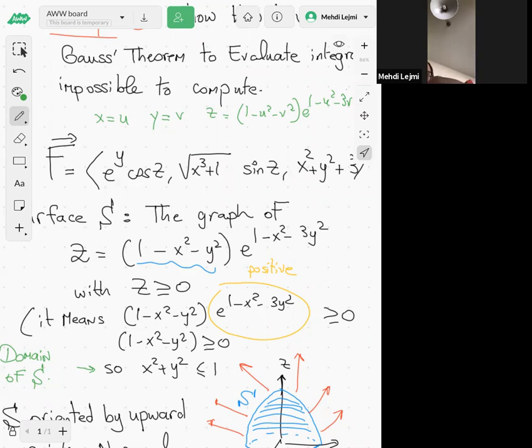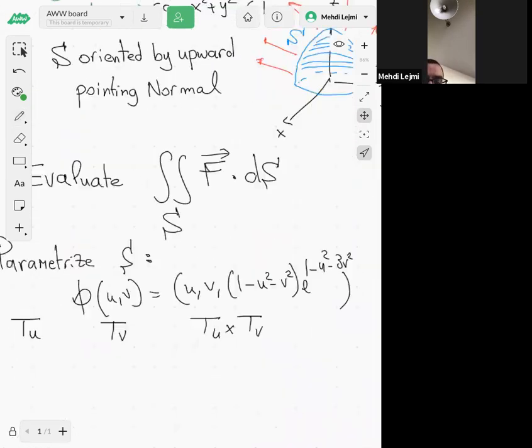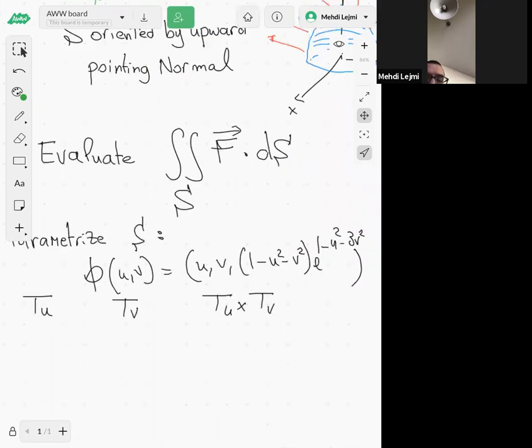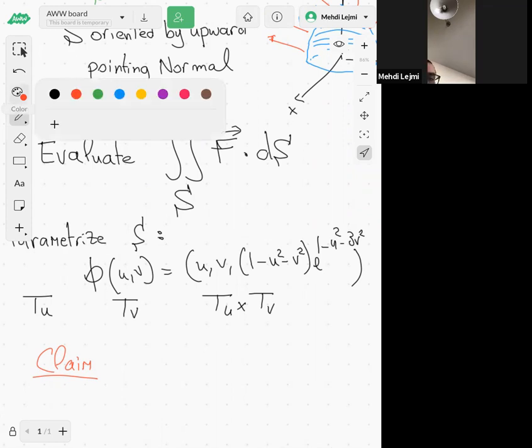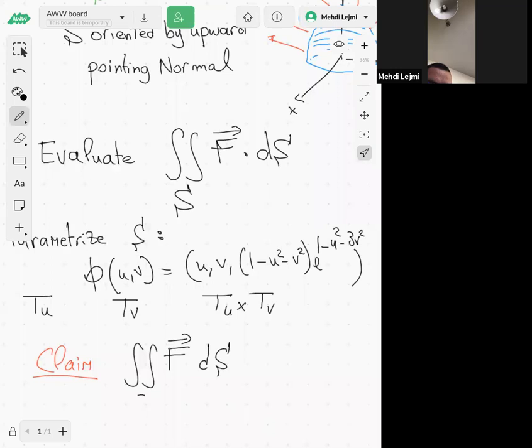I claim that you can try, but this integral is going to be very hard to evaluate. It's hard because it's hard to integrate. You can write down the expression, but because you have this exponential, this cosine, this square root of u squared or whatever, this double integral, this flux of F across S, is very hard to evaluate.